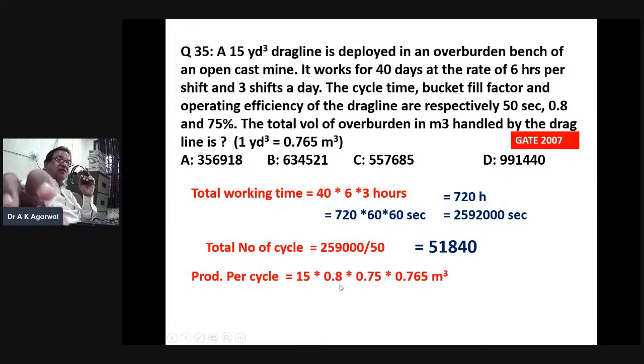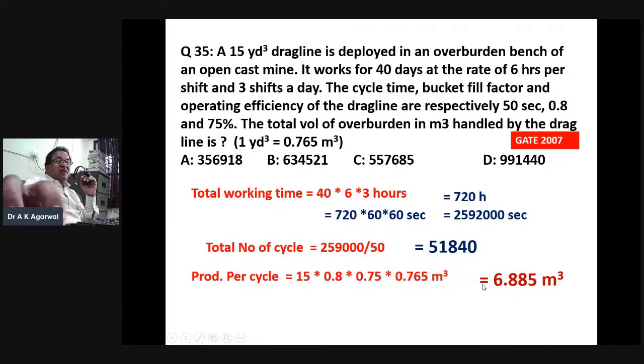Production per cycle: bucket capacity is 15 yard cube and 1 yard cube is 0.765 meter cube. 0.8 is the bucket fill factor. Only 80% will be filled, and operating efficiency is 75%. So 15 into 0.8 into 0.75, and to convert this yard cube into meter cube, into 0.765. So it becomes 6.885 meter cube.